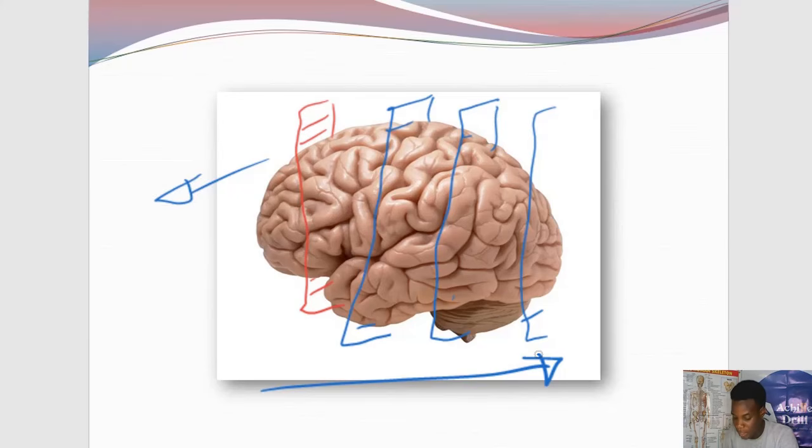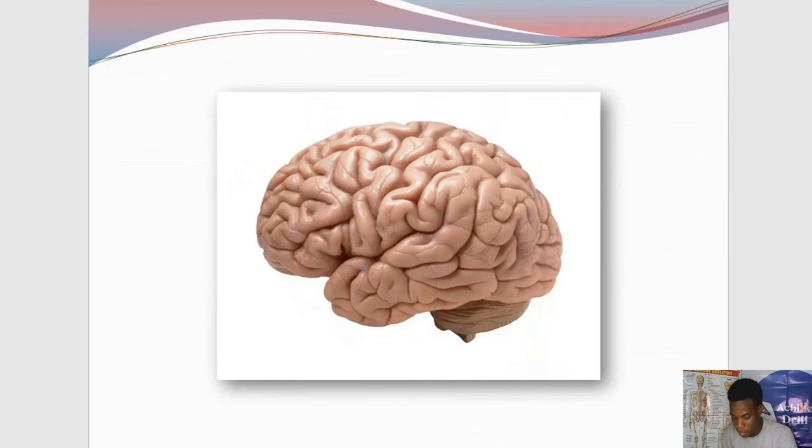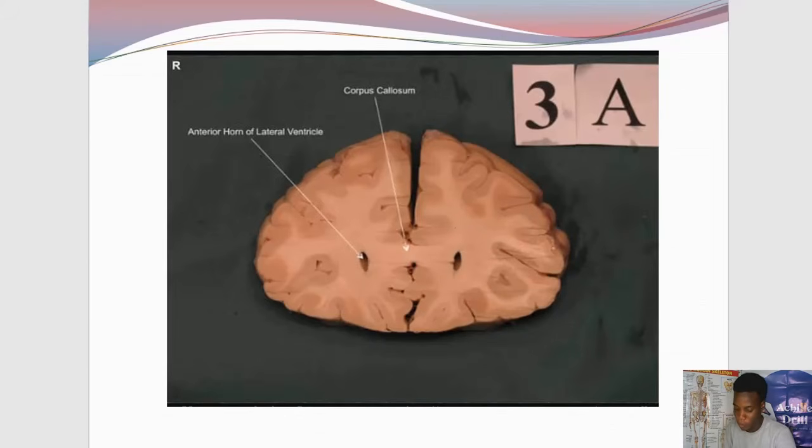All right, let's take our first cut now. Let's make our first cut in this direction, the one in red, the rostral part of the brain, the anterior-most part of the brain. What do you think we're going to see? Well, this picture will say just that. Take a look at this picture.